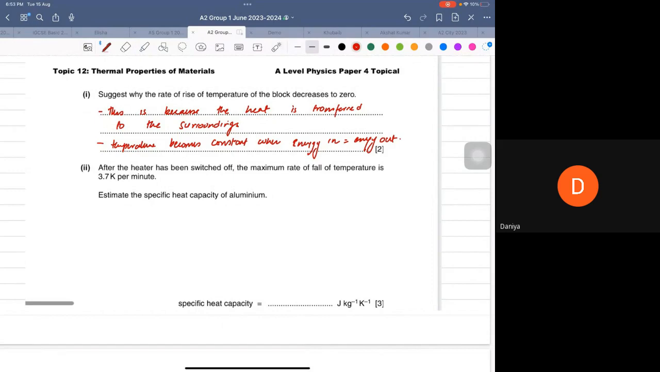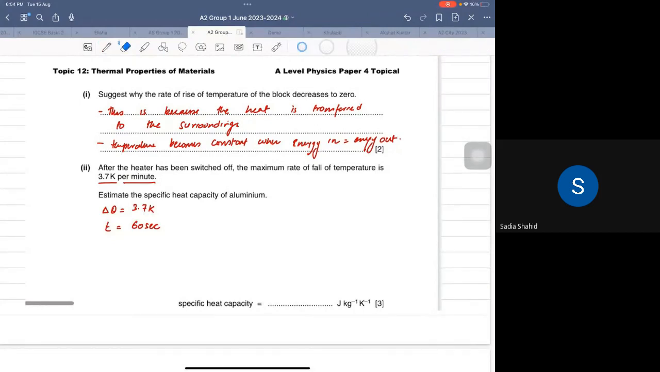So please try to see it from the examiner's point of view, what he's doing, and check out the drawing very clearly. Clear? Samir, do you understand everything? And Eon and Javelia? Yes. Okay. Then it says after the heater has been switched off, the maximum rate of fall of temperature is 3.7 kelvins per minute. So we already know that the change in temperature is 3.7 Kelvin and the time of its fall is 60 seconds because it says 3.7 kelvins per minute. Is it clear, everyone?